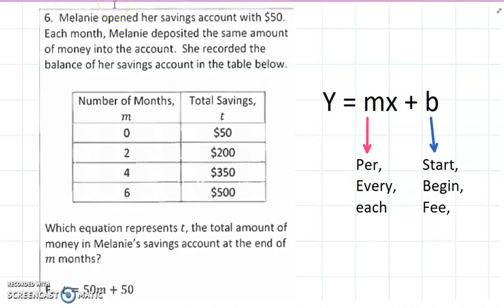Alright, this is part 2 from the 7.78, 1 through 10. This is 6 through 10. I did the 1 through 5 in the other video. Let's look at number 6.